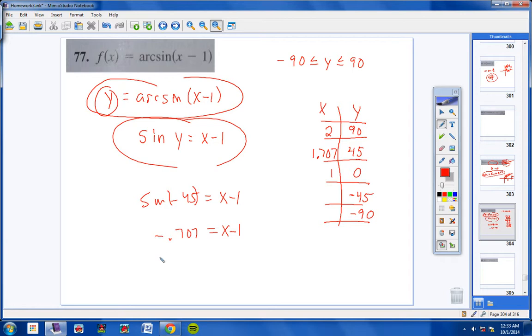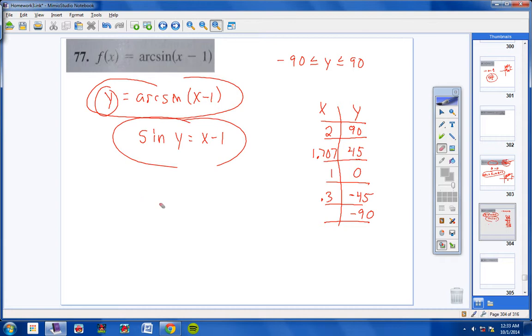So bring your 1 over and make it a positive 1. Now use your calculator if you need to, okay? We're going to add 1 to that negative 7.07. And if you do that correctly, you're going to get positive 2.92. I'm just going to go ahead and put positive 0.3, okay? So when we put negative 45 in, we got out 0.3.